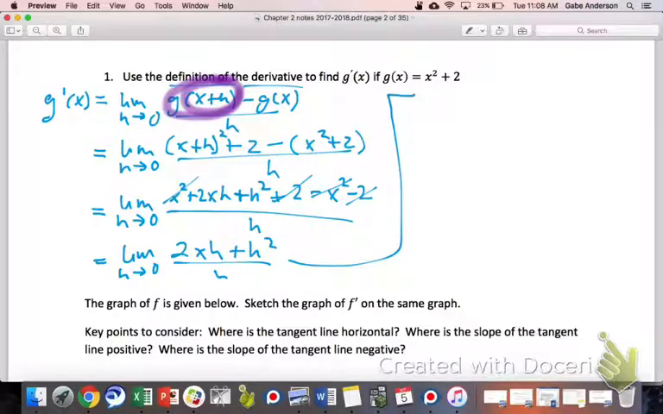So we come up here and we go limit as h goes to 0 of h, parentheses 2x plus h, all over h. Now the h that was giving us such a problem cancels. We evaluate the limit. And what do we get? 2x. So just 2x, because the h goes to 0. So 2x plus 0, technically.